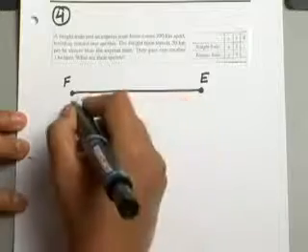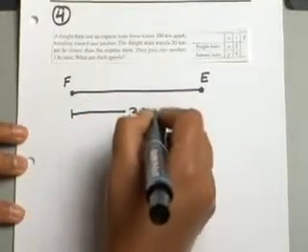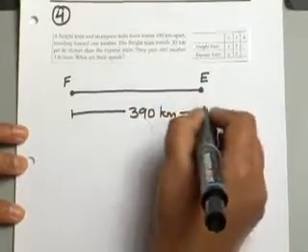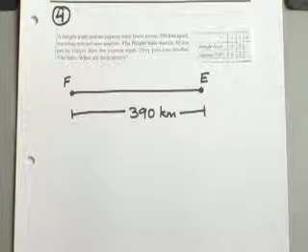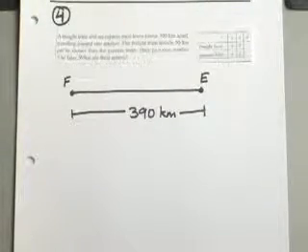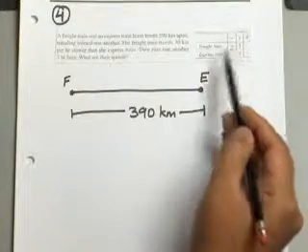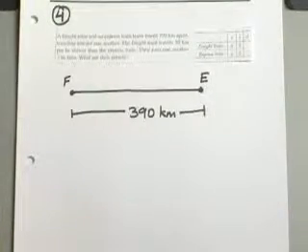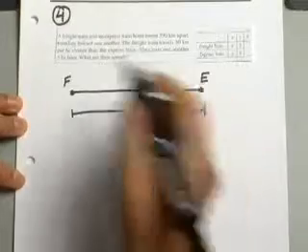Now we know that the two towns are 390 kilometers apart, because they're giving us that information right here in the problem. We also know that 3 hours later they are going to pass one another. Okay, so if we say the speed of the freight train is x, and the speed of the express train is y, since the express train is traveling faster than the freight train, you know it's going to cover more distance in 3 hours.